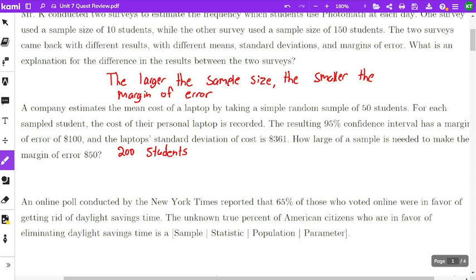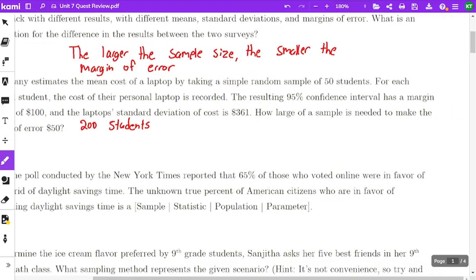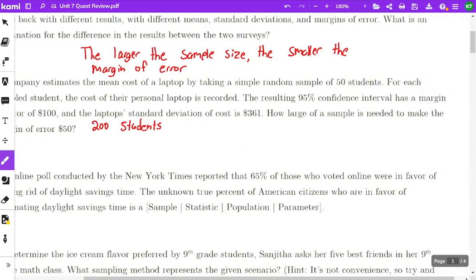If you cannot conceptually understand that whole process there, you can always just solve backwards with a calculator, because it says your margin of error is going to be 50. That will be equal to your z-score of 1.96 times your standard deviation of 361 divided by the square root of n. All you have to do in this one is just solve backwards and figure out what n is going to be, and then you'll have your answer.